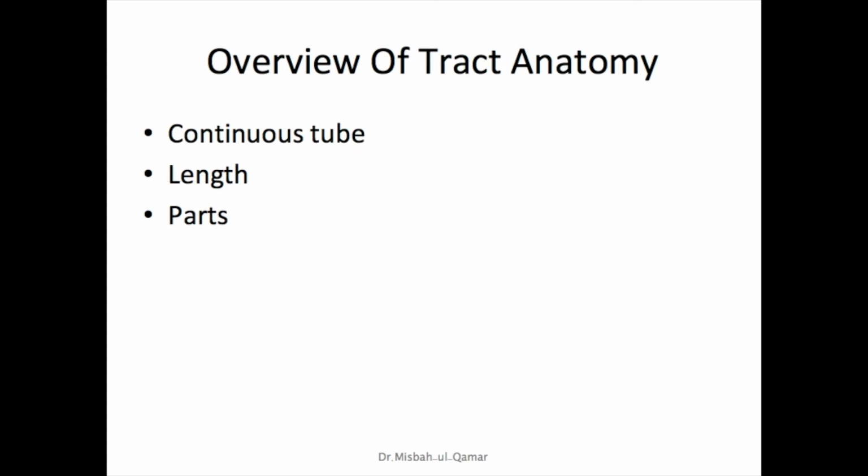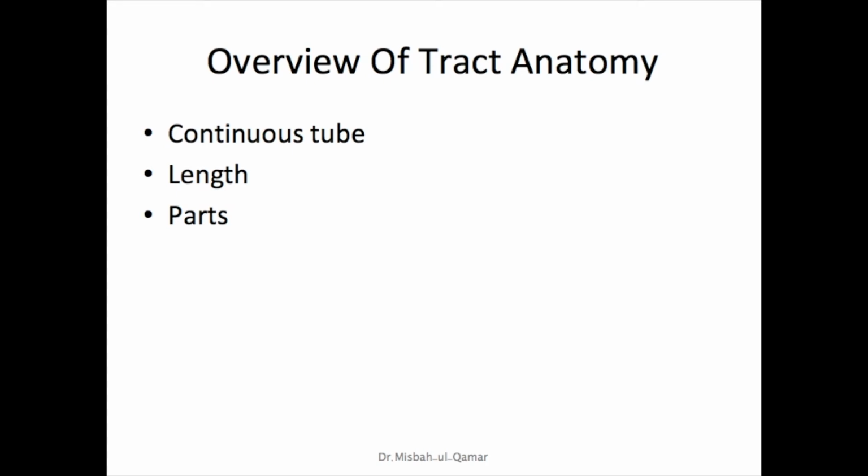Let's now explore the physiologic anatomy of our digestive tract. The gastrointestinal tract is a continuous tube that stretches from mouth to anus. The whole tract is 4.5 meters, or you can say 15 feet, in length when it is in its normal contractile state.